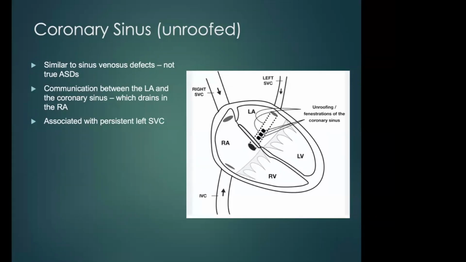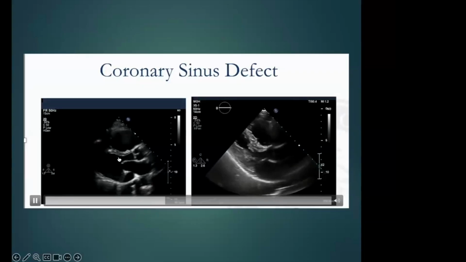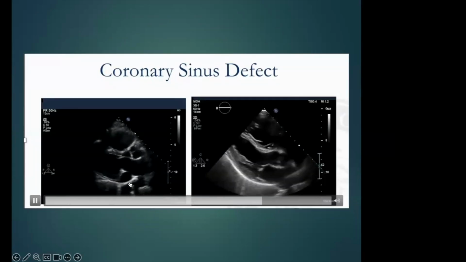In terms of using agitated saline, one of the tricks is to inject in the left arm because that's going to directly inject into the anomalous persistent left SVC. And so before you get any opacification of agitated saline in the atrium, you actually get opacification of the coronary sinus, and then you see microbubbles crossing back and forth.